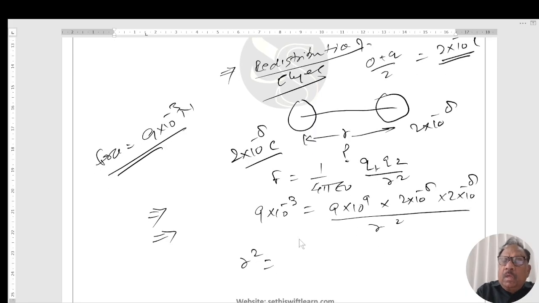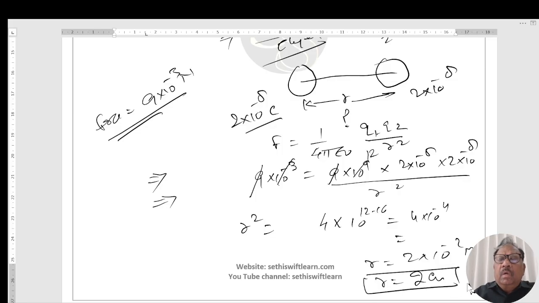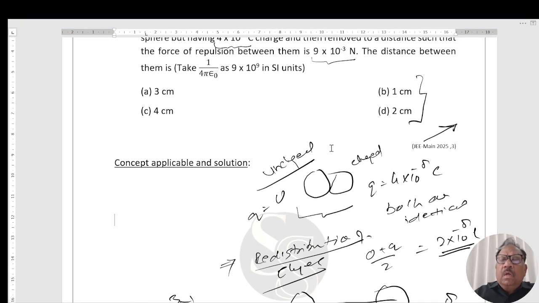R² comes out to be 4 × 10⁻¹² ⁻ ¹⁶... that is 4 × 10⁻⁴. That is r comes out to be 2 × 10⁻² meter. That is 2 centimeter. R comes out to be 2 centimeter. Let's check the answer. Answer is D. D is the correct option. Right? Next question.